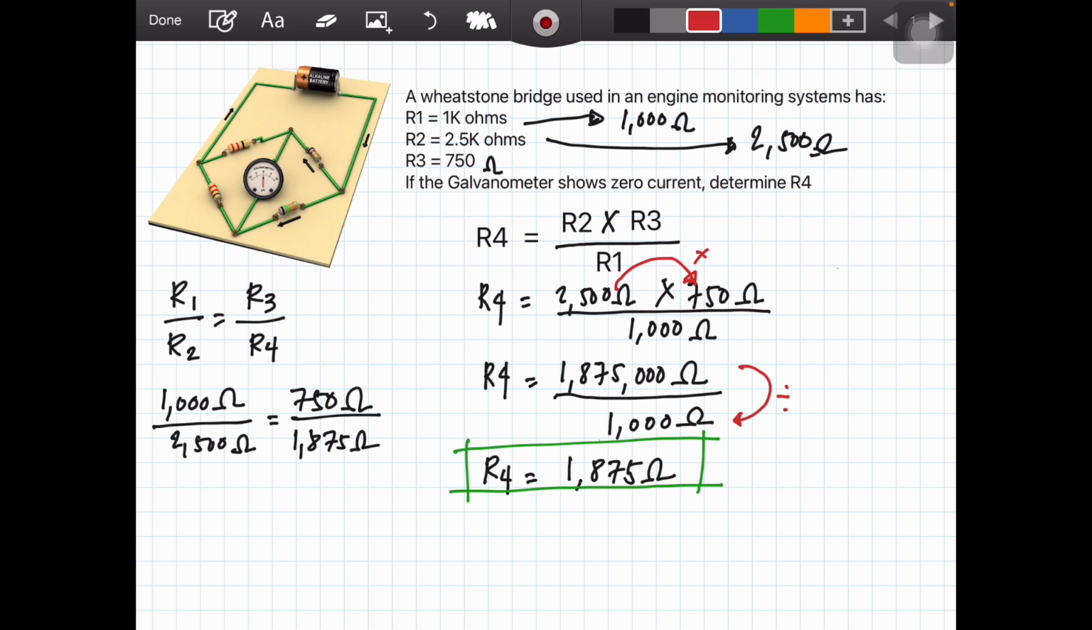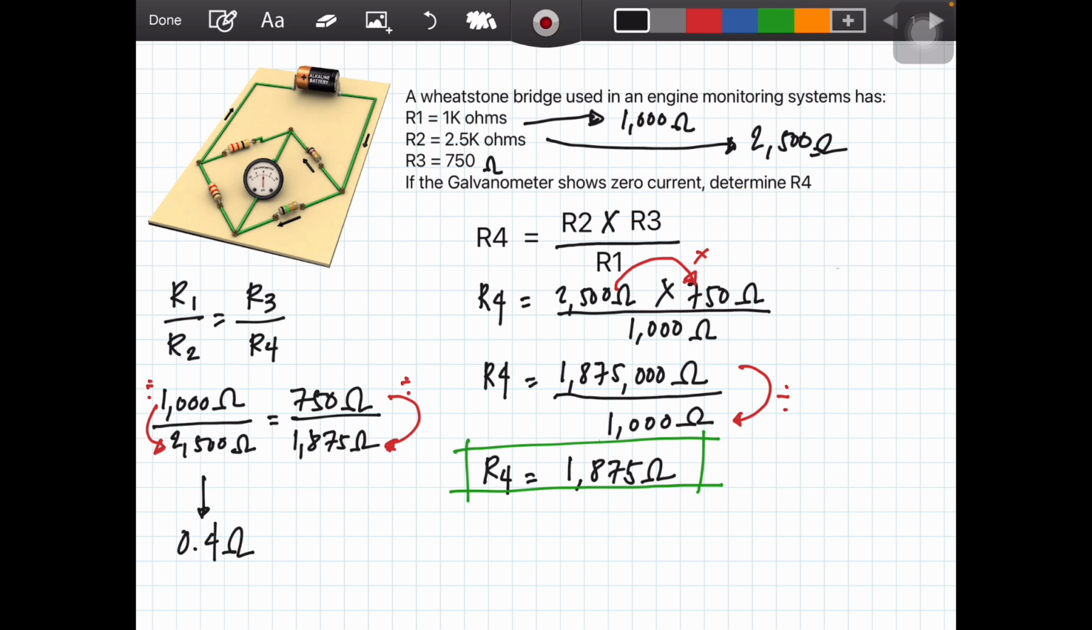What do we do about it? To find if they are balanced, you need to divide 1,000 by 2,500 ohms. That's division. We also divide 750 ohms by 1,875 ohms. That's division. 1,000 ohms divided by 2,500 ohms, what do we get? We get 0.4.